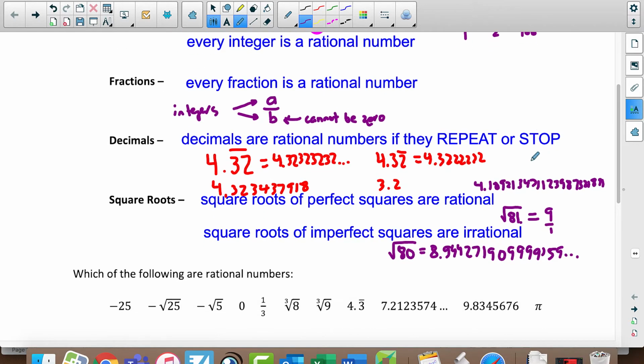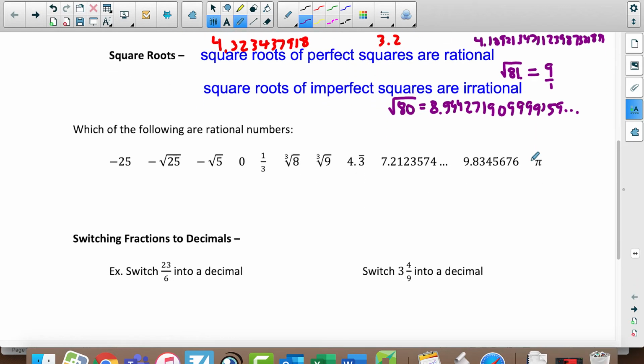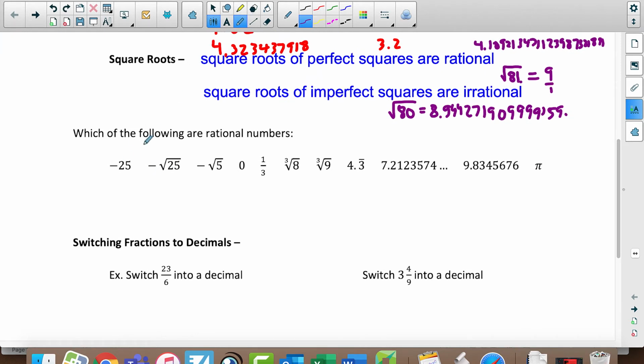Alright, that's about what you need to know about rational numbers. So we're going to go through and decide whether these numbers are rational or irrational. The first one is negative 25. What do you say? Well, that is an integer, isn't it? It's one of the counting numbers, but negative. So this is rational. I'm going to put an R for rational. How about negative square root of 25? Is that a perfect square? It certainly is. The square root of 25 is 5, so basically what we have here is negative 5, and that's another integer, so it's rational.